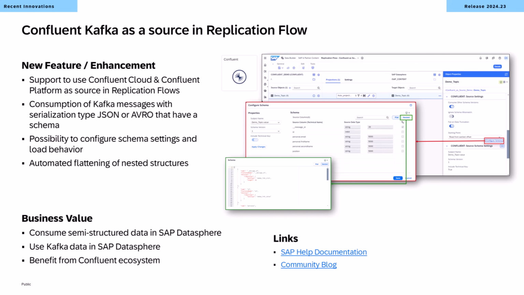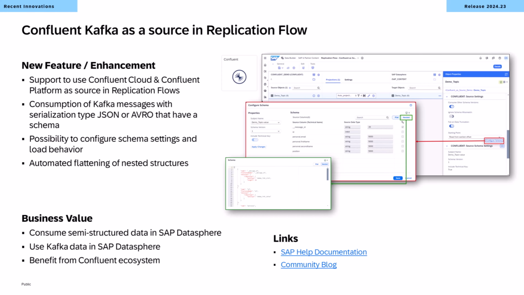Okay, perfect. So as you can see in the title, there's a new source connectivity now available for replication flows, and it's Confluent, either Confluent Cloud or Confluent Platform. So both are Kafka offerings. So it's now possible to consume Kafka topics that contain messages which are either of type JSON or have an Avro schema.